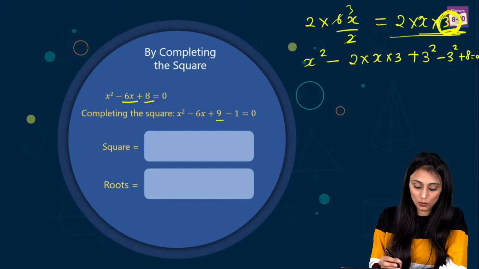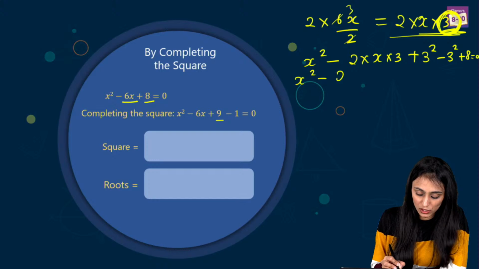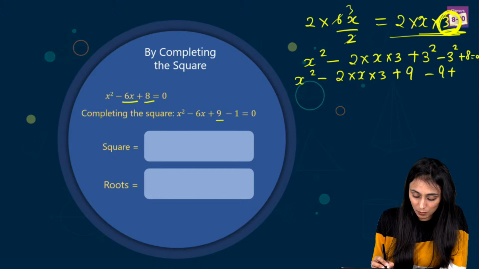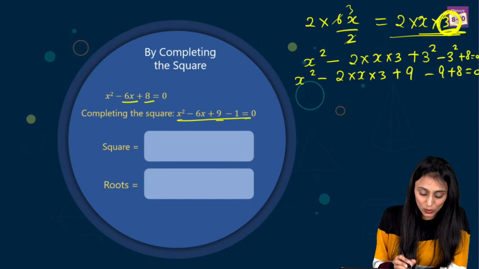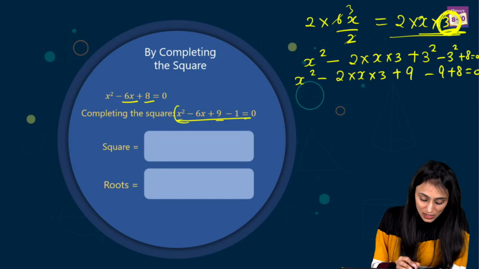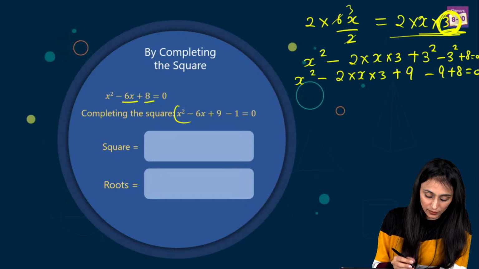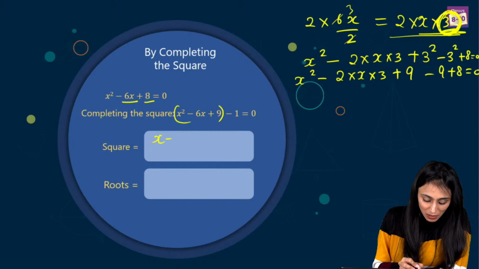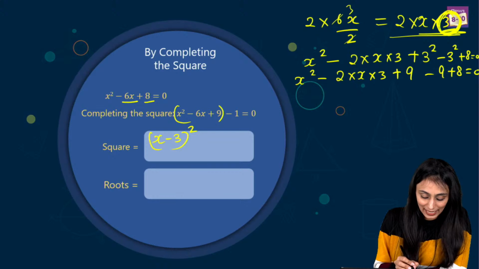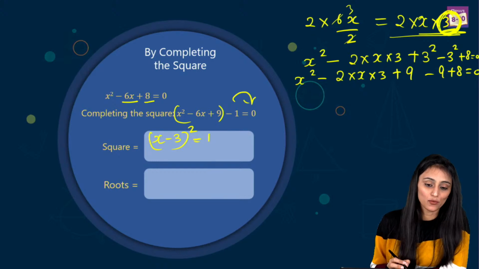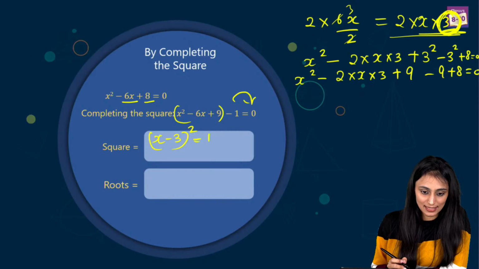Alright. So simply what this becomes, we get x square minus 2 times x times 3 plus 9 minus 9 plus 8 equal to 0. On simplifying this, you would get this only, right? Now you can see this much part. Take a look at this. Doesn't this resemble x minus 3 whole square, right? And we will take 1 to the other side. We have 1 over here.